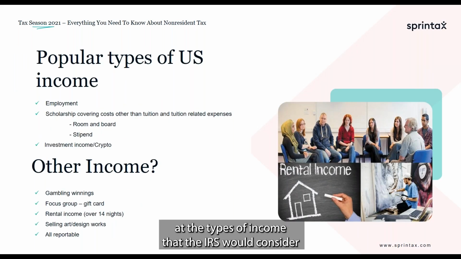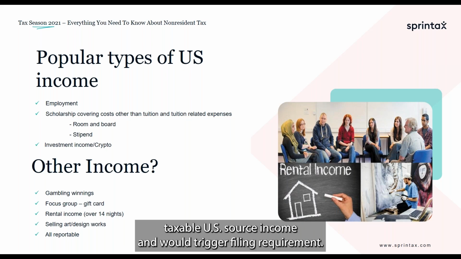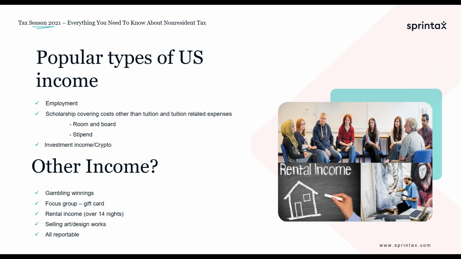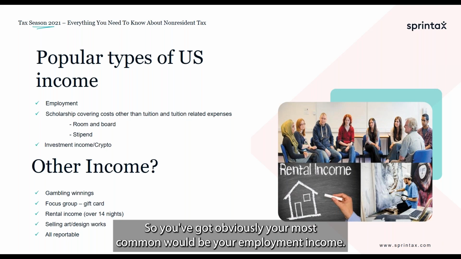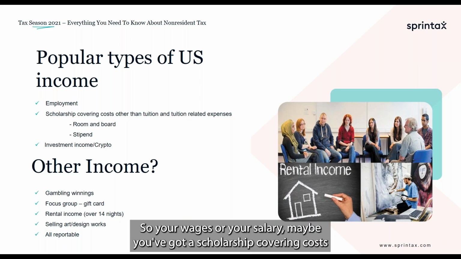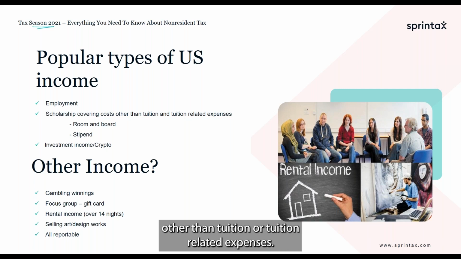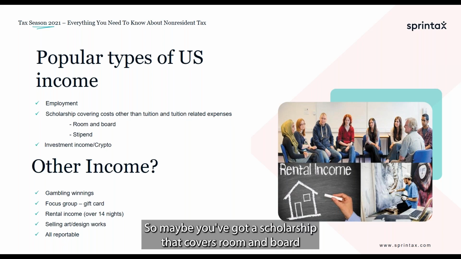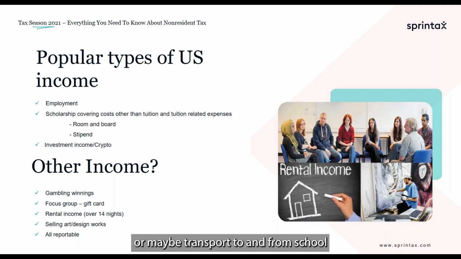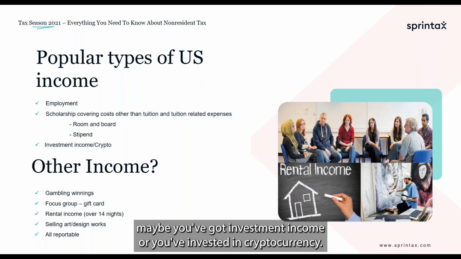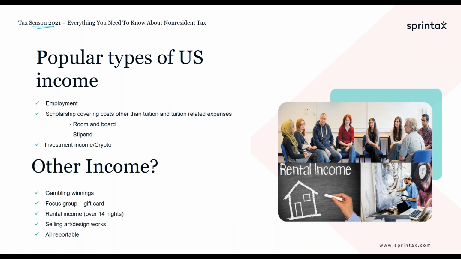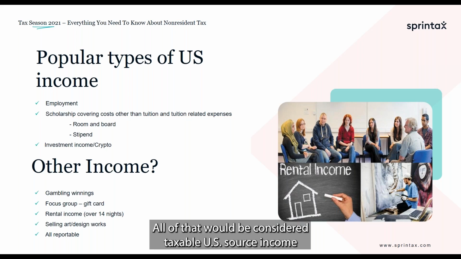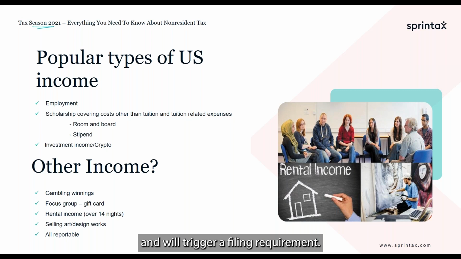So looking then at the types of income that the IRS would consider taxable US source income and would trigger a filing requirement. You've got, obviously your most common would be your employment income, so your wages or your salary. Maybe you've got a scholarship covering costs other than tuition or tuition related expenses. So maybe you've got a scholarship that covers room and board, or maybe transport to and from school. Maybe you've got investment income or you've invested in cryptocurrency. All of that would be considered taxable US source income and will trigger a filing requirement.